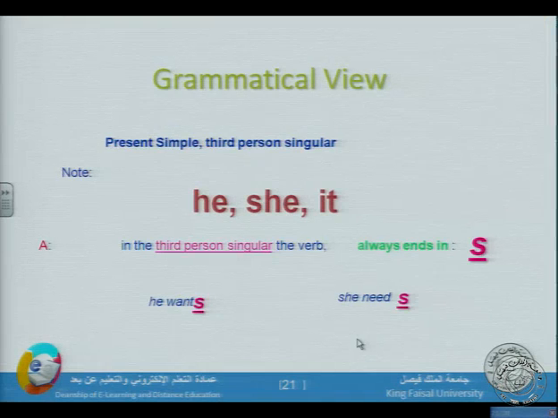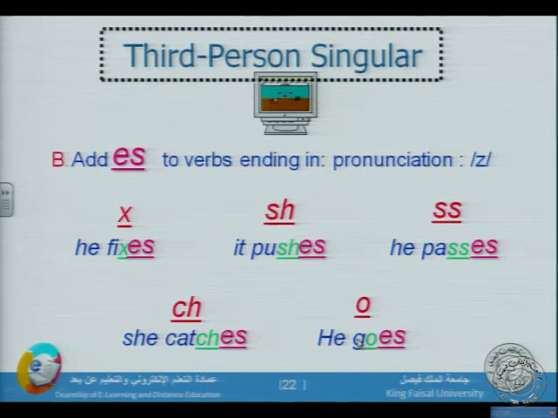أول شيء use a present simple third person singular he, she, it. In the third person singular the verb always ends in S. هذه القاعدة الأولى. He knows, she wants, she needs. Okay, لكن we add ES to verbs ending in pronunciation like is. So we add ES to verbs ending in X. الفعل كان في الأساس fix لأنه انتهى في X بنضيف له ES.